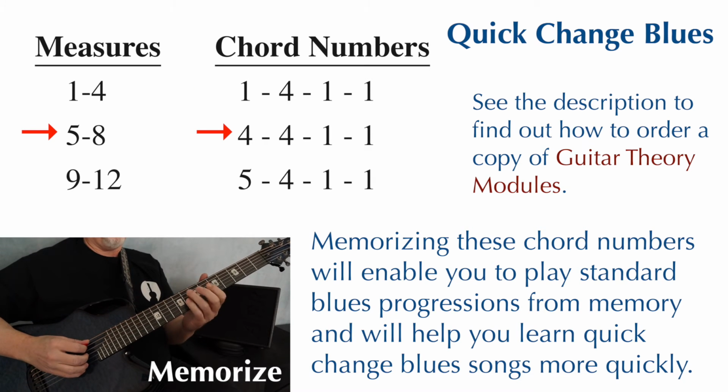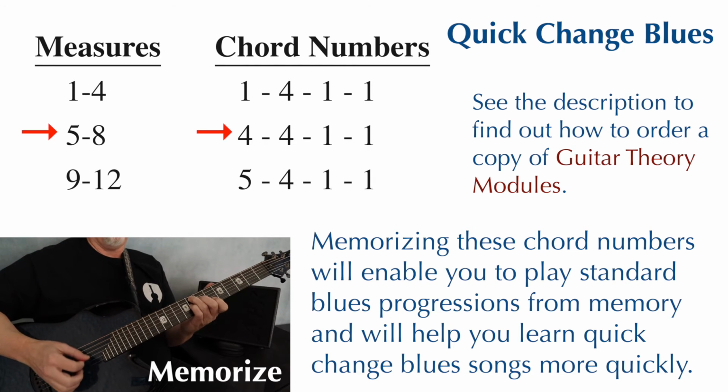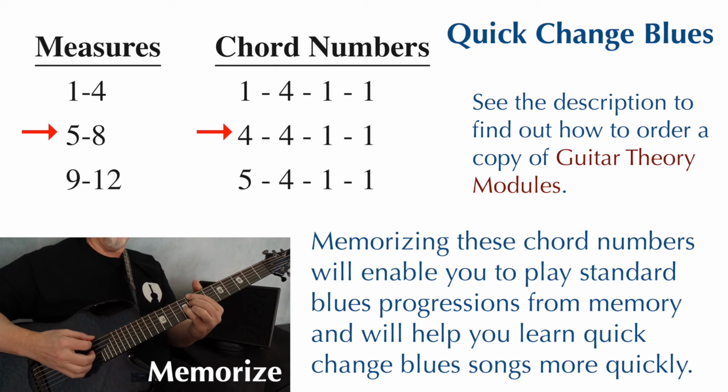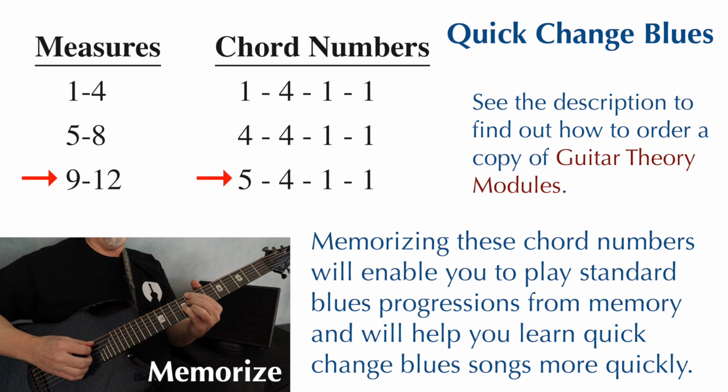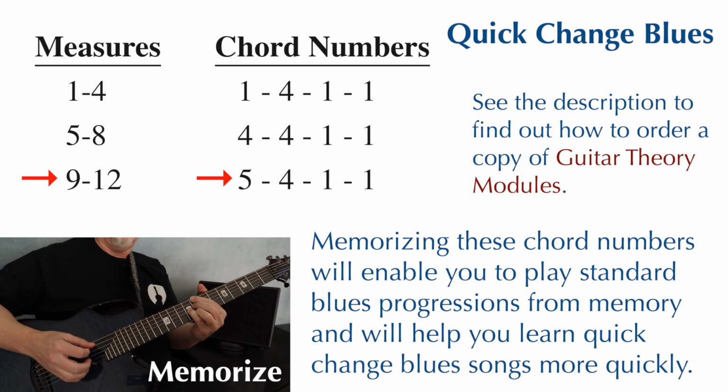Measures 5 through 8, we go to the 4 chord for 2 measures, and then back to the 1 chord for 2 measures. Measures 9 through 12, we go 5 chord for 1 measure, 4 chord for 1 measure, and then we end on the 1 chord for the last 2 measures.